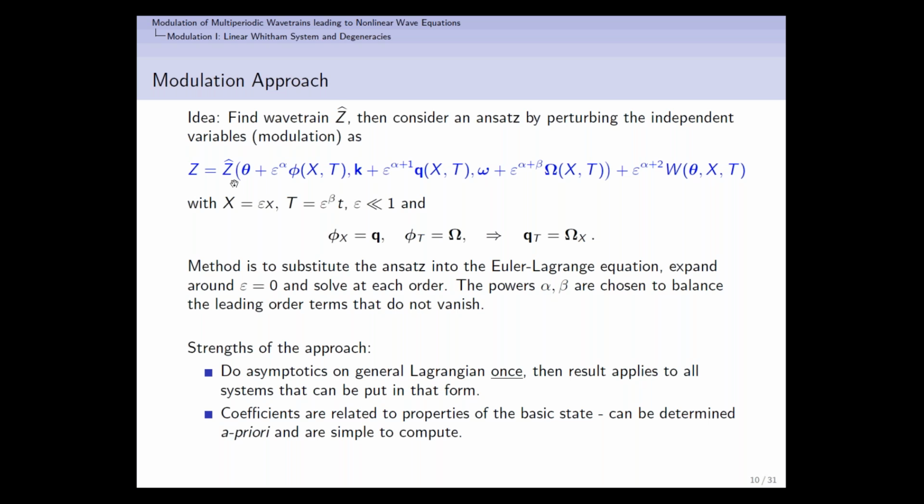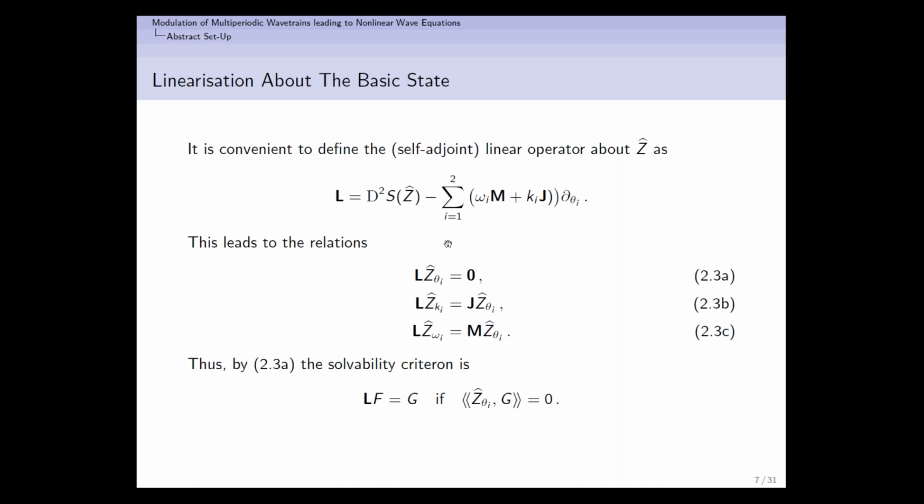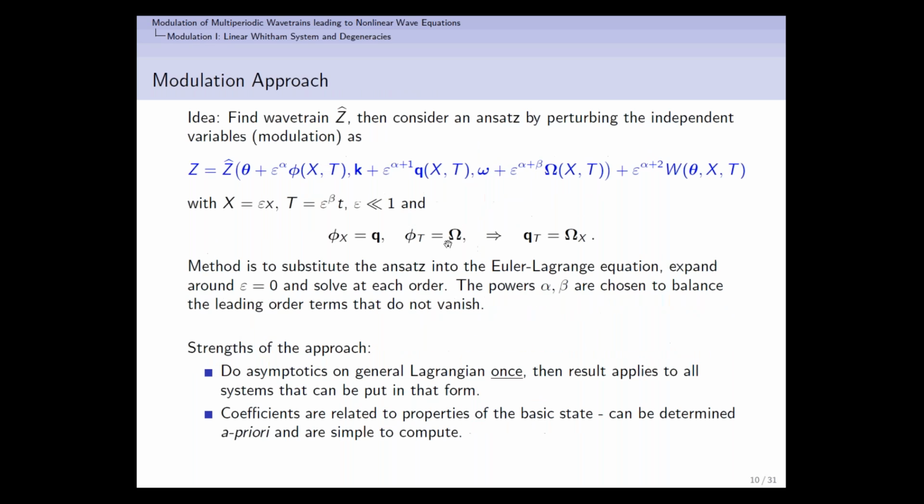Now, a lot of those terms are going to cancel based on these linear operator relations that I mentioned here, and further derivatives of these. But this phi, this q, and this omega here are all related by what's called a phase consistency condition. Because theta_x equals k and theta_t equals omega, then it must be true that phi_x equals q, phi_t equals omega. And then I end up with this cross relation here as well.